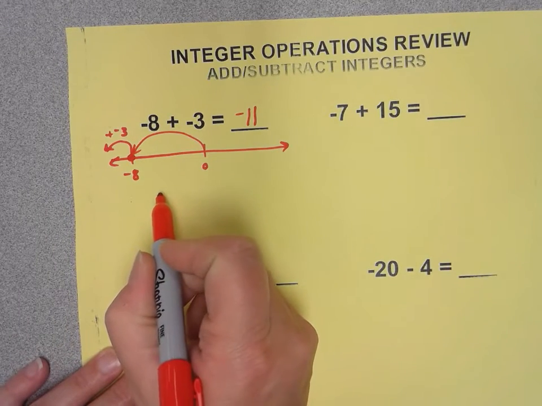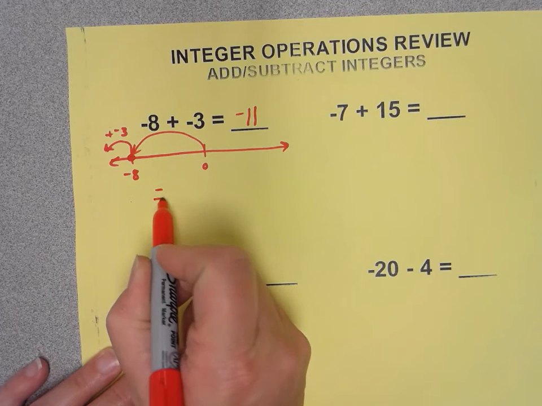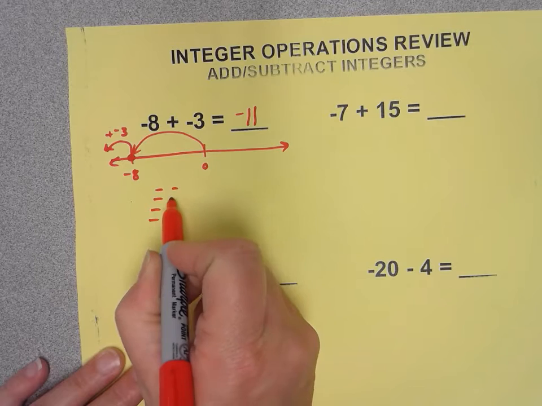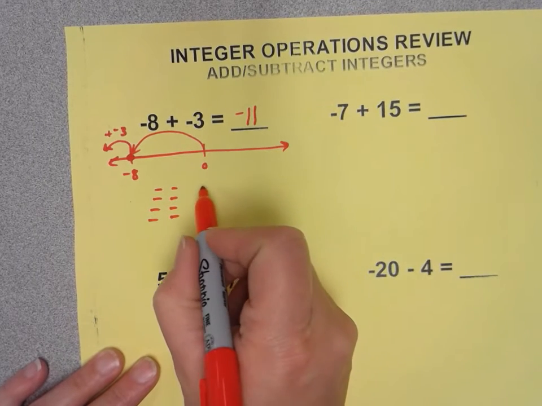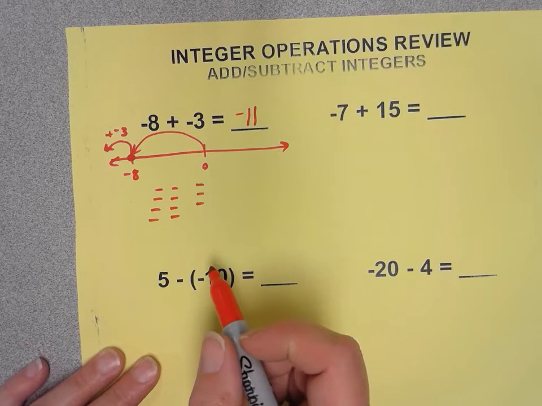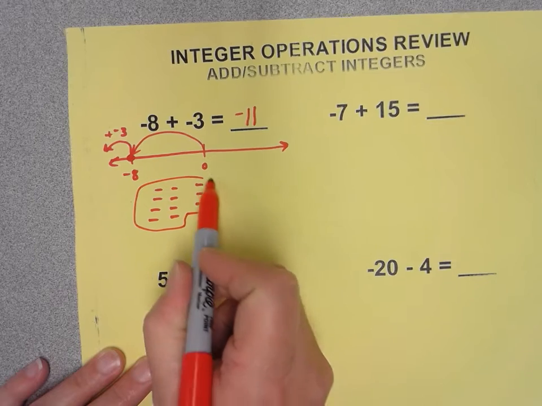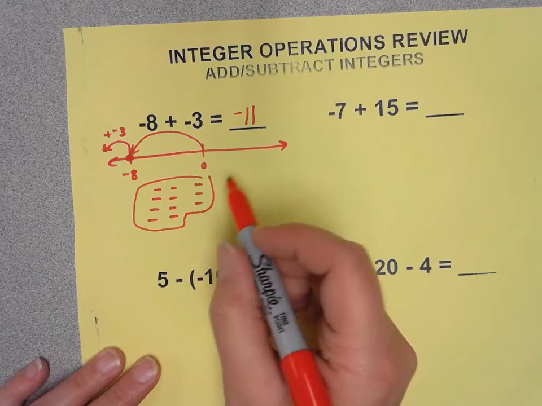Another way students have learned to do this is to show me a model. And this is really to increase their understanding of why this works with the rules or the shortcuts. So if I have 8 negatives, we could model that with 8 little negatives. But I also have 3 more little negatives. So when I go ahead and combine all of these, I would say, well, how many negatives are there all together? The answer would be 8, 9, 10, 11 negatives.